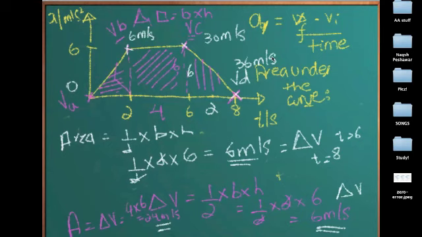So guys, always remember that the area under the acceleration-time graph is not the velocity, it's not the instantaneous velocity, it's not the average velocity, it's always the change in velocity during that interval.